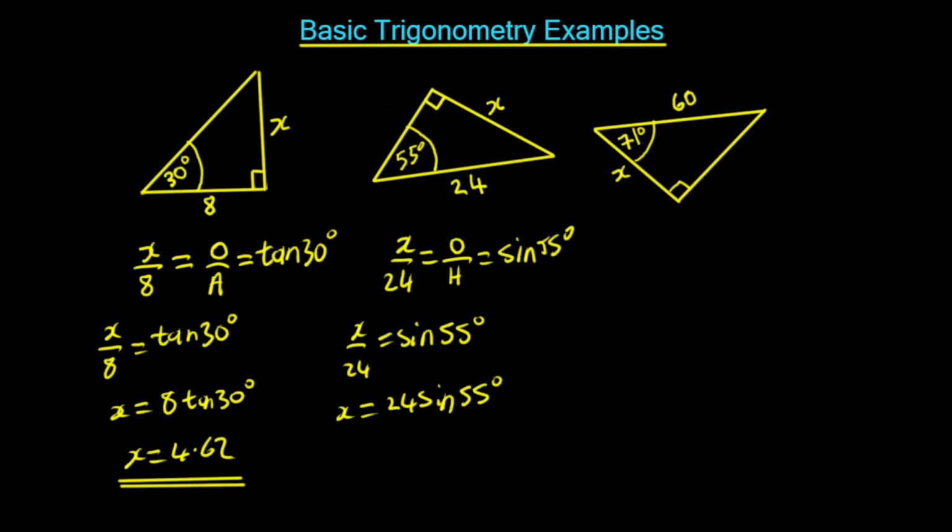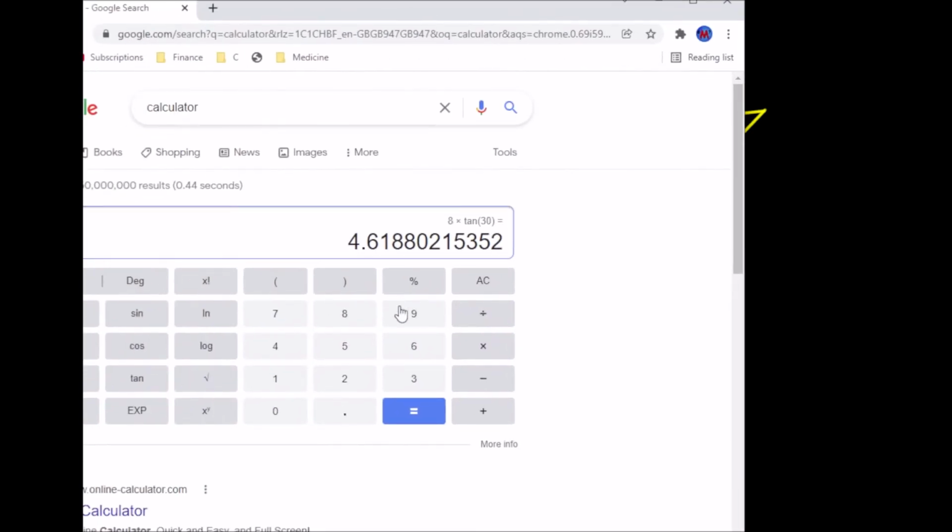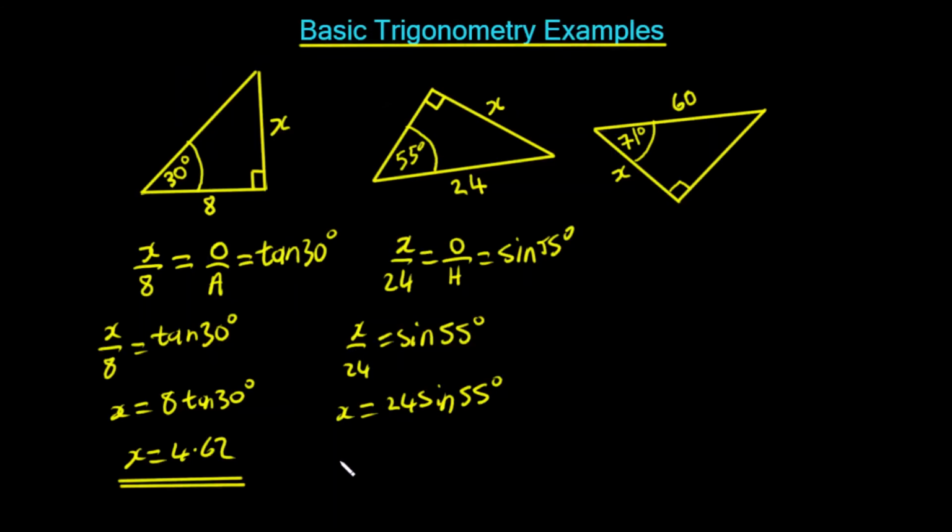And again, if we put that in the calculator, so we're going to have 24 times sine 55. So we'll have 24 times the sine of 55 degrees. And that's equal to 19.66. So x is equal to 19.66.